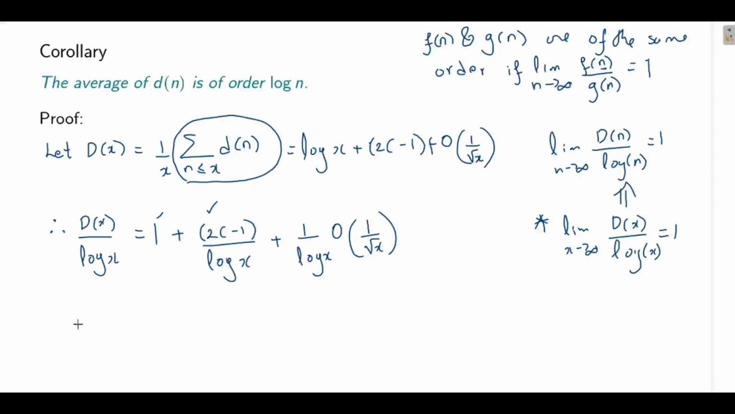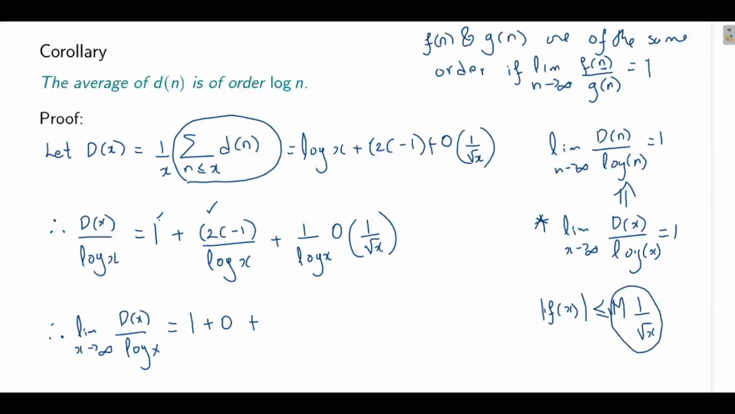Now what happens when x tends to infinity? The limit as x tends to infinity of D(x) upon log of x: this will remain as 1. As x tends to infinity, log of x goes to infinity, therefore 1 by log of x will go to 0. So you'll get 1 plus 0 plus, again, the same thing. As x tends to infinity, 1 by square root of x will go to 0. What is the meaning of big O? f(x) is big O of 1 by square root of x if after some stage the modulus of f(x) is less than M times 1 by square root of x. So if this goes to 0 as x tends to infinity, this will also go to 0.